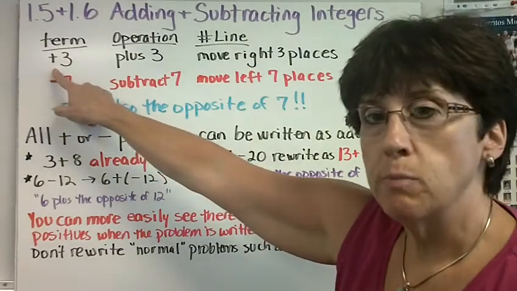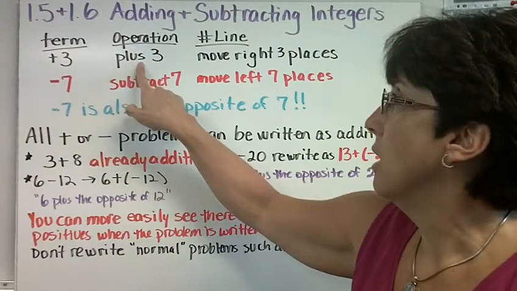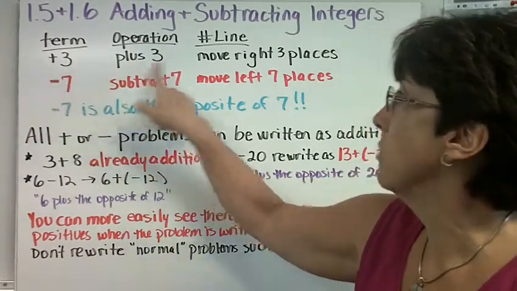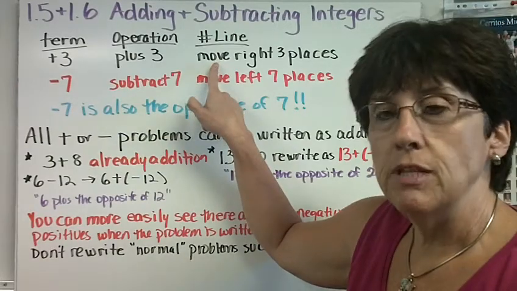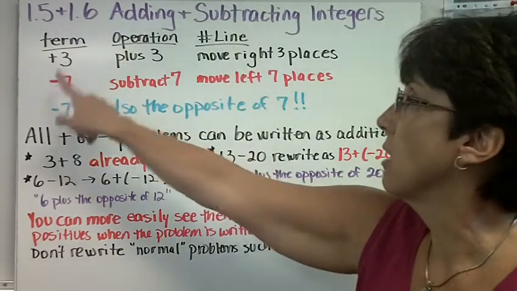So if my term is positive 3, that means it's a positive number. If this were in an operation, it would mean plus 3, if you saw this. And what do we do? It means you move 3 spaces to the right on the number line.